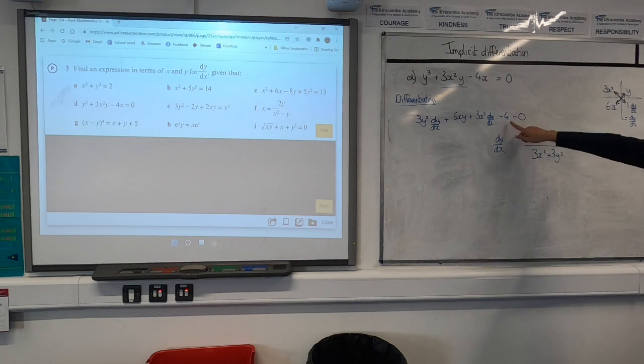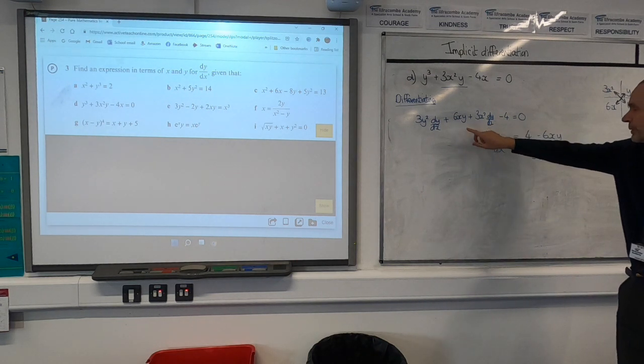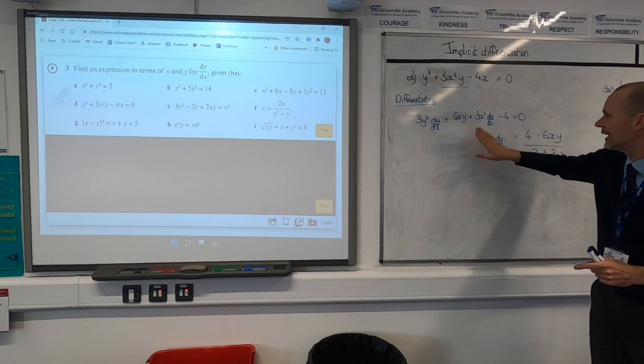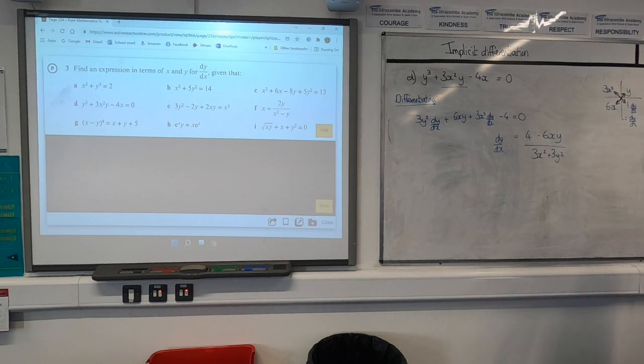So I added the 4 and took away 6xy. That could be written either way, minus 6xy plus 4. That then left me with this and this, which I would have then factorised to give me dy by dx, open brackets, 3y squared plus 3x squared. Again, those can be either way round, can't they? Which I then would have divided by. Okay.